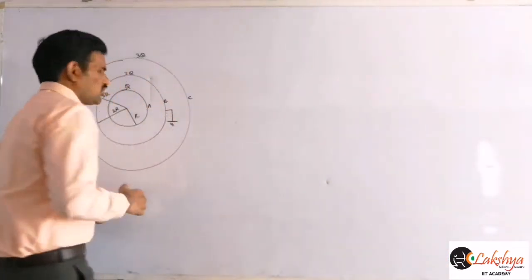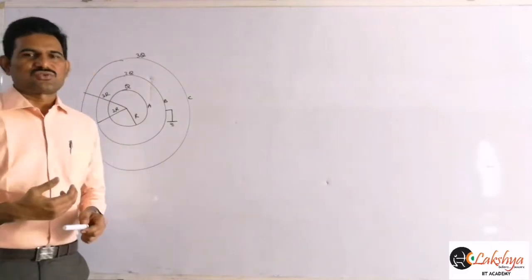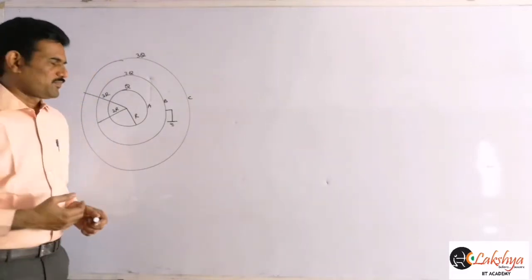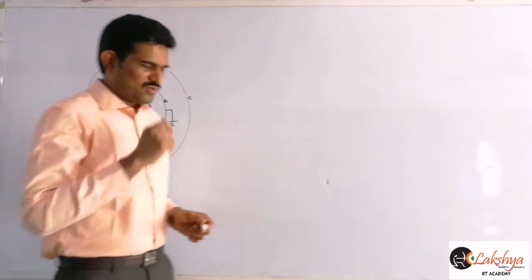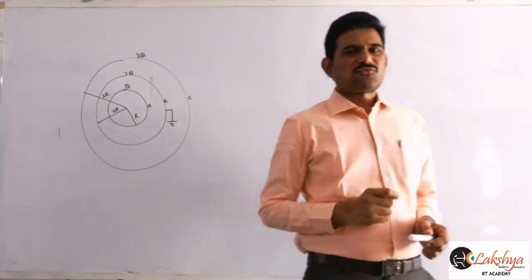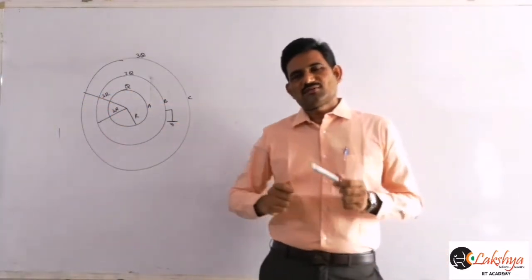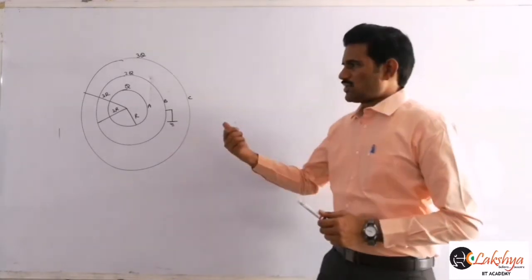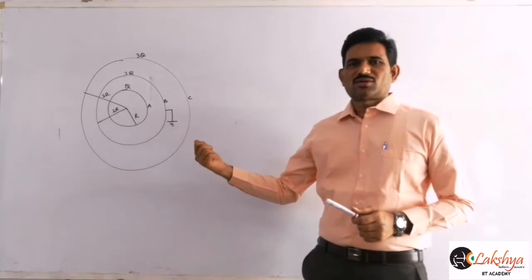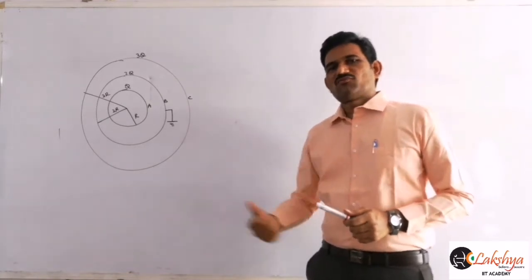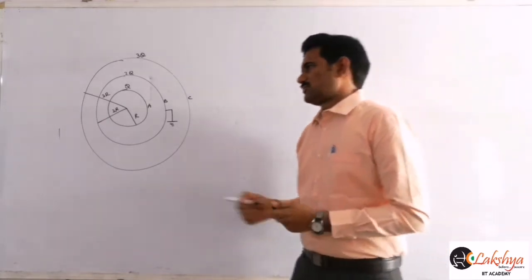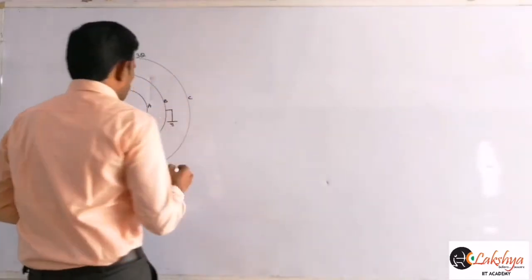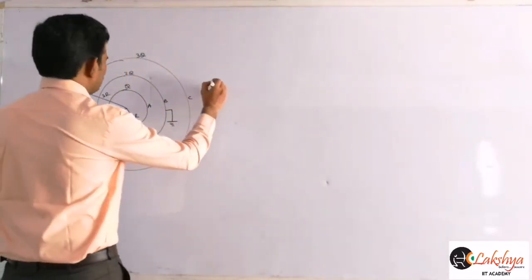So we already know what will happen when you connect a shell or any conductor to the ground. Whenever you connect a conducting surface to the ground, the potential of that conductor will become 0, right? And here also the shell B is connected to the ground, so the potential of B should be equal to 0, right?